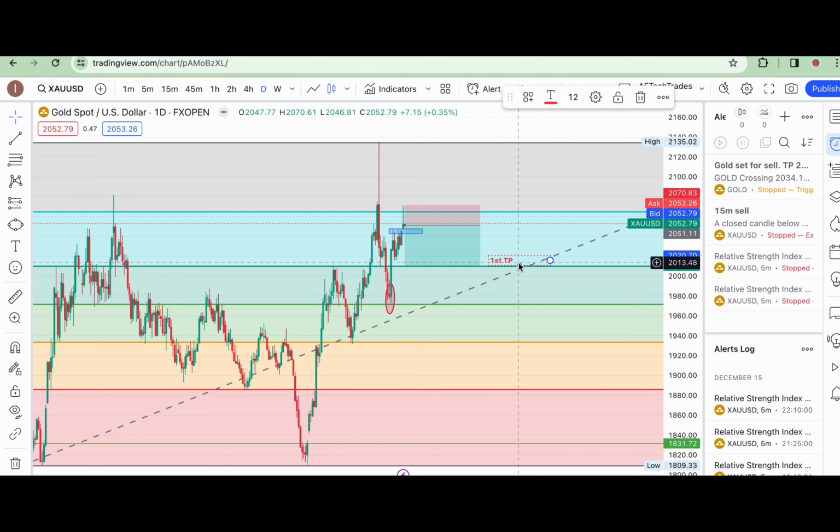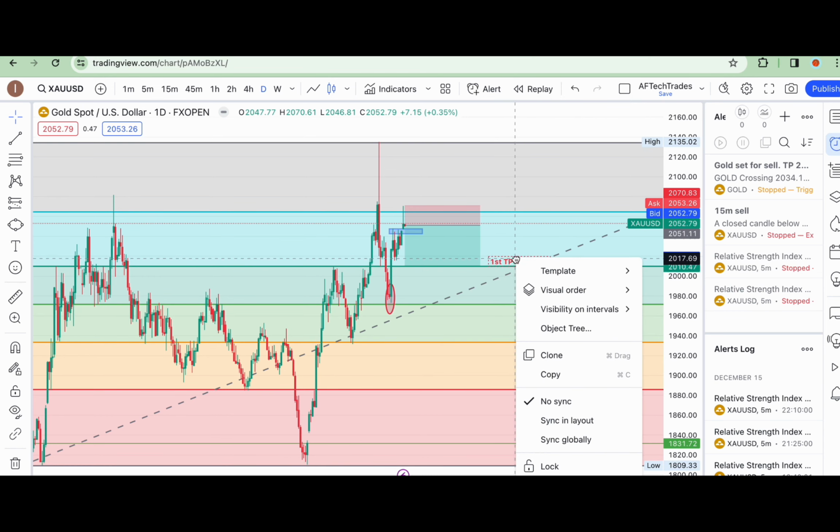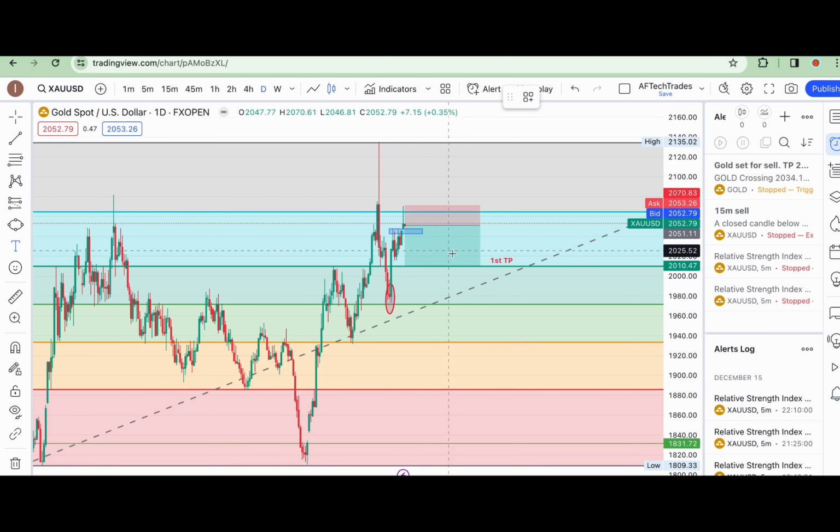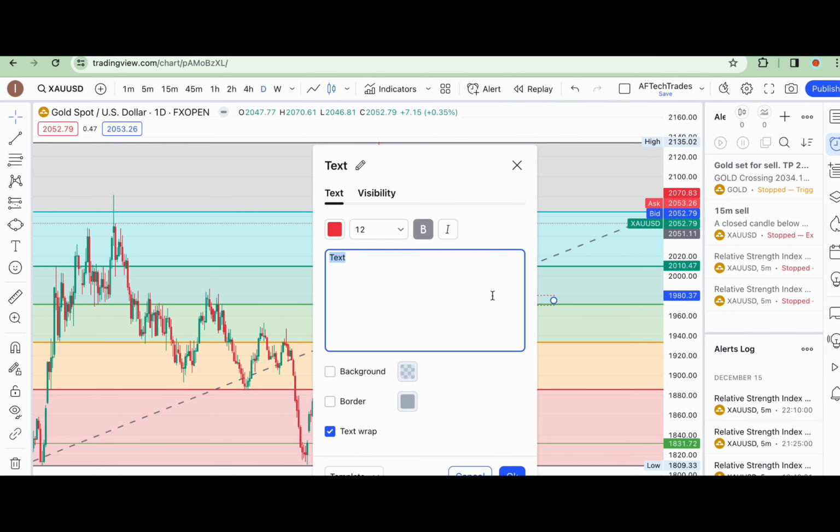Then my second take profit, because by the time this is coming down here, as I said, I'm not ruling out the possibility of this happening. So my second take profit would be somewhere here. Let me see. First take profit, then second take profit. Take profit 2 would be here. Second TP.